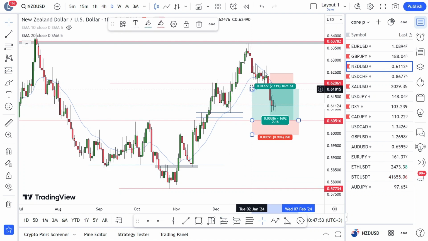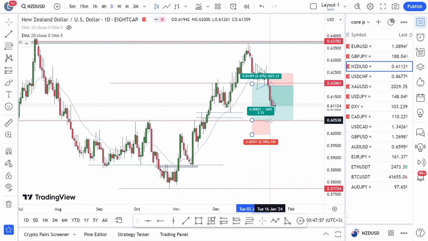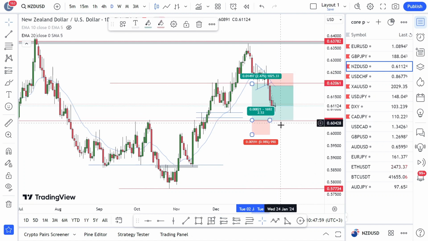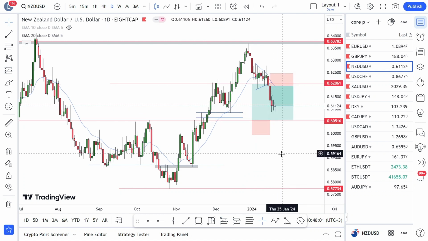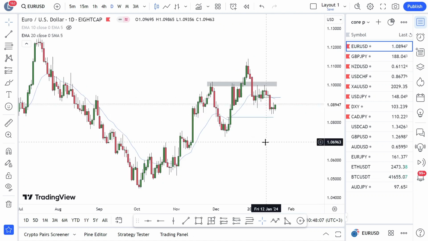So my first if-then is if we return to 6200 before we hit the 6050, I'll sell. If we hit 6050 before we return to 6200, I'll buy. So both scenarios give me around 2.5 R, and that's actually good. To the euro dollar, this is just a recap of last week.